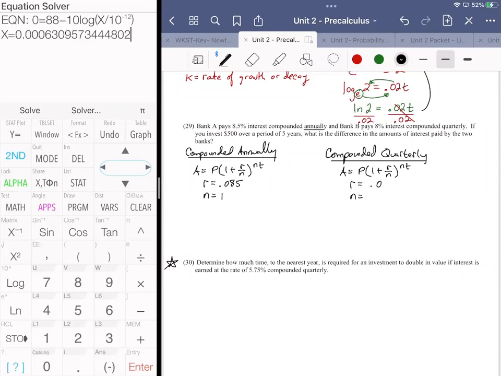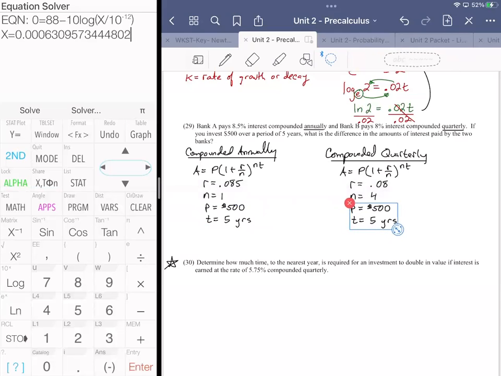So interest rate here, 0.08, the N value quarterly happens 4 times a year, right? Once every 3 months. If you invest $500 over a period of 5 years, so in both cases, the principal balance would be $500, and the amount of time would be 5 years. Poor quality 5, let me fix that. What's the difference in the amount of interest paid by the 2 banks, sorry.